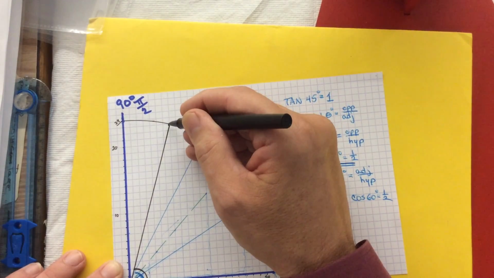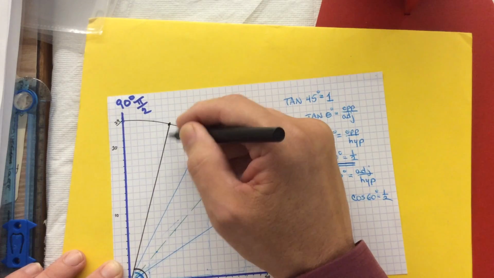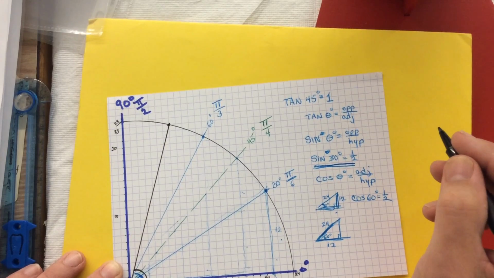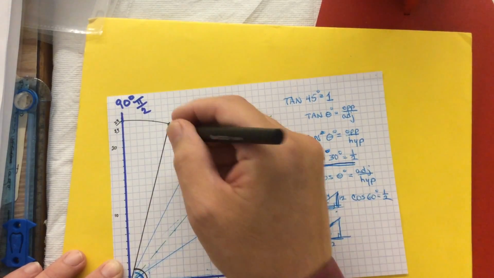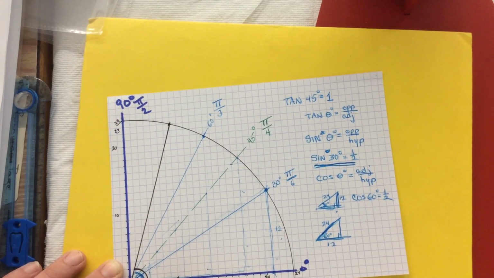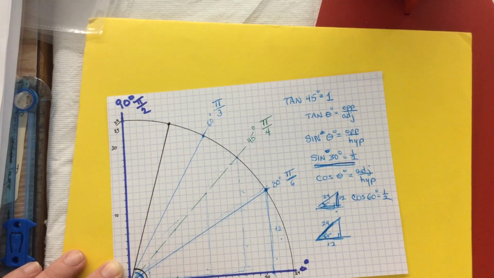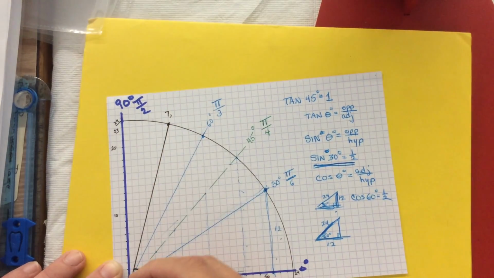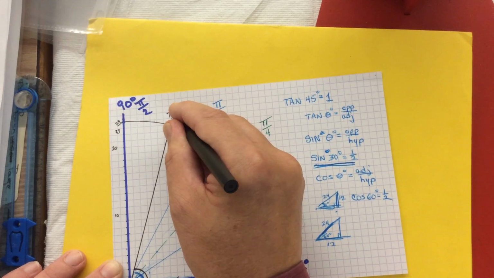I picked this particular point because it looked to me like it was going through the crosshairs here. This is where it's 23, right? And this is where it's what? 1, 2, 3, 4, 5, 6, 7. Okay? So the distance from here to here is 7. The distance from here to here is 23.